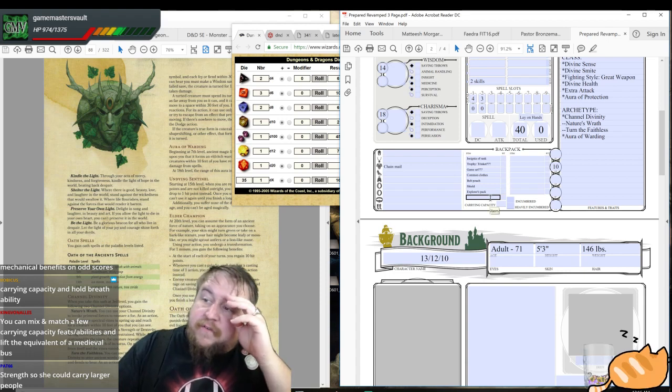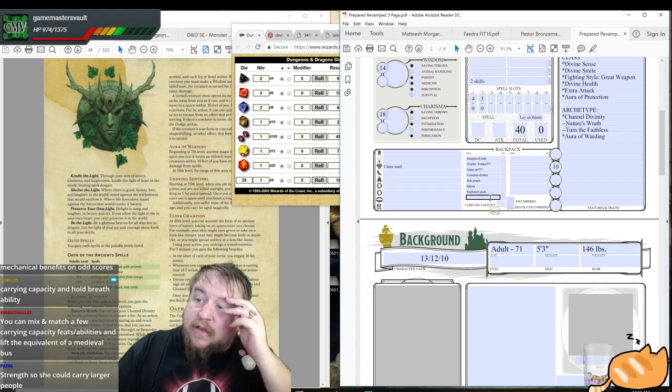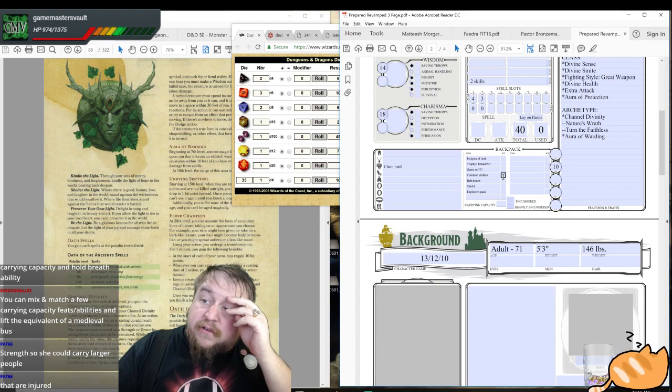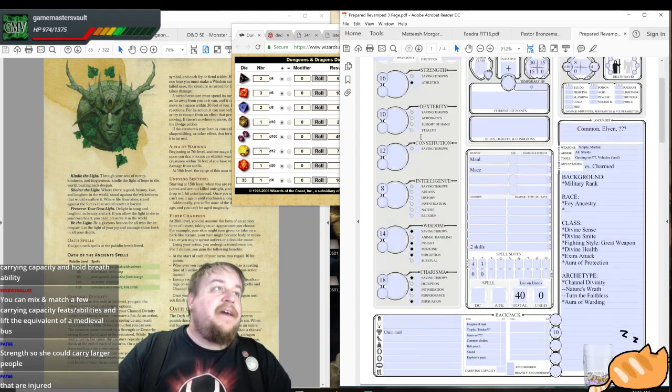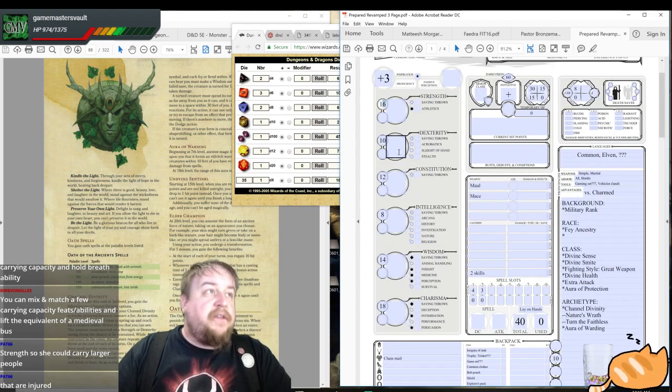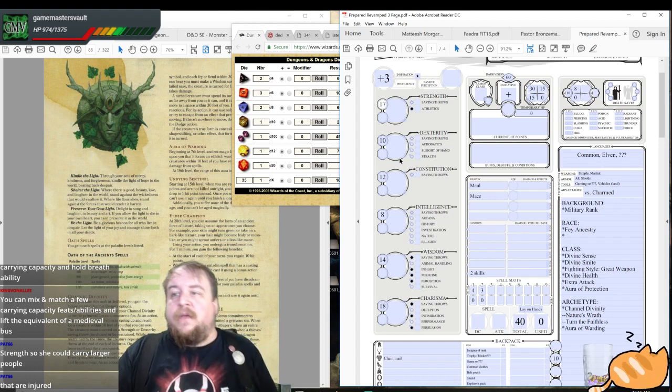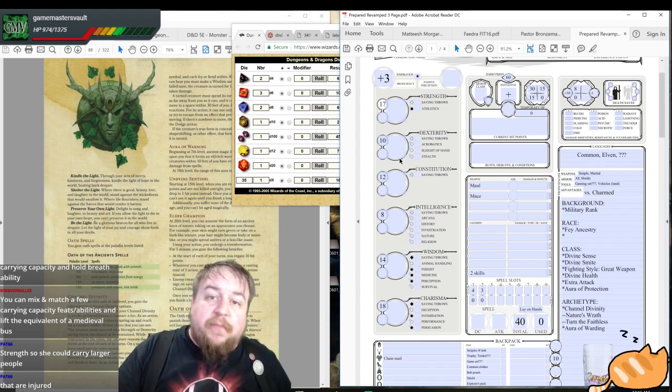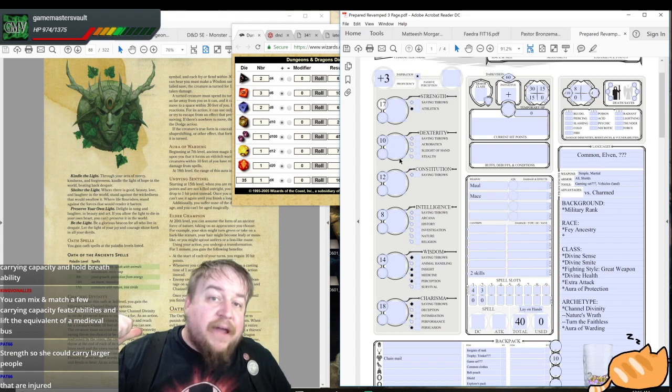You can mix and match a few carrying capacity feats and abilities and lift the equivalent of a medieval bus. Strength so she can carry larger people. That makes a lot of sense, Pat. So let's put the extra 1 in strength. Because it's not just the people, it's her med pack as well.